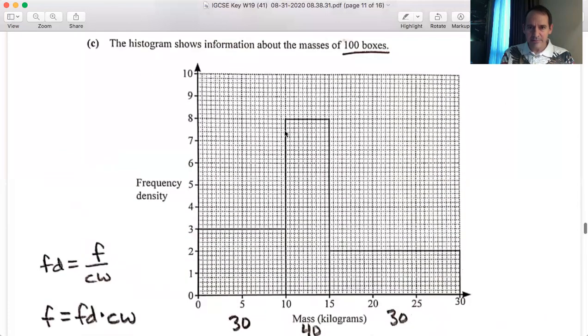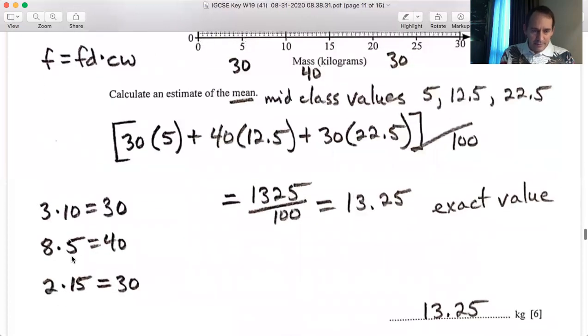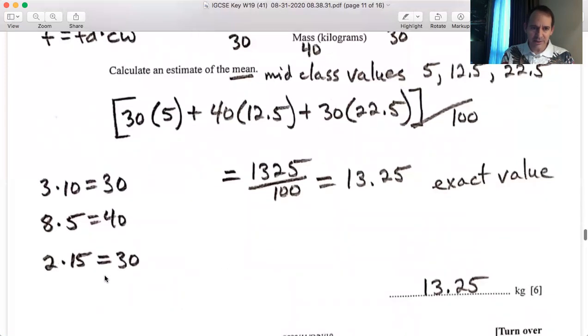Over here we have 8 times 5, which is the class width. 8 times 5 is 40. Then over here we have 2 times the class width is 15. 2 times 15 is 30.